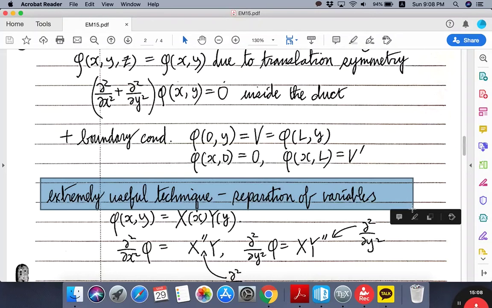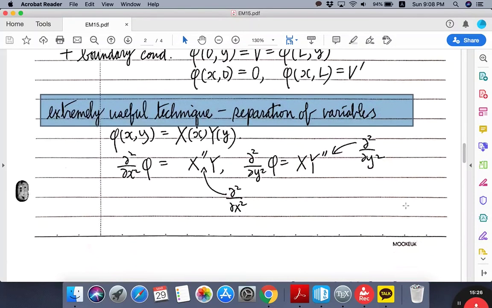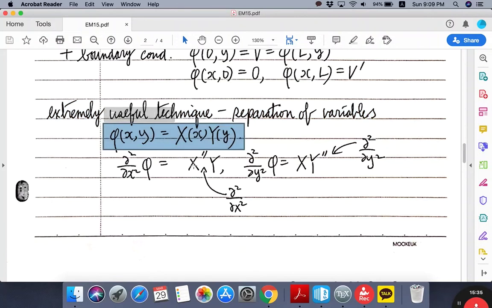And I won't go through the details of what this technique is all about, because that's really the realm of mathematical physics that should have been covered somewhere in the past in your education background. So I'm going to just go through that procedure and lay out the way we find the solution.